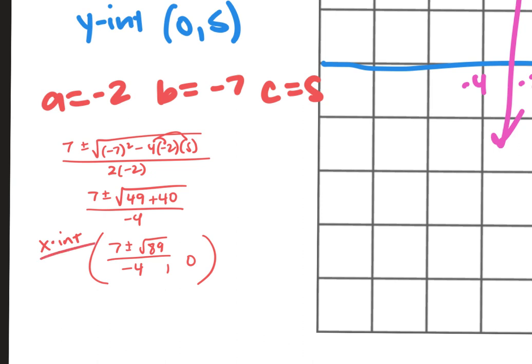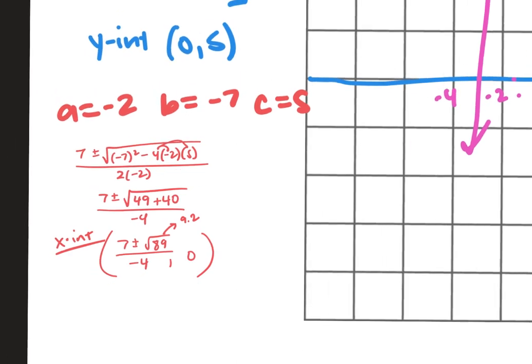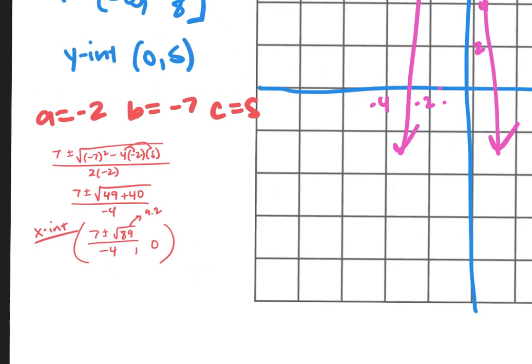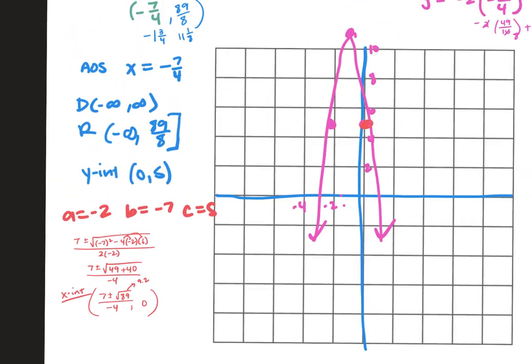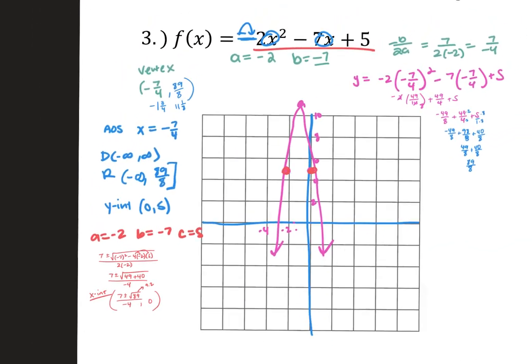And that would be hard to approximate to test it out, but you can. You would approximate root 89 to be like a 9.2 or 9.3, and then go from there. But again, instead, I would just reflect the y-intercept over on the left to make your overall curve.